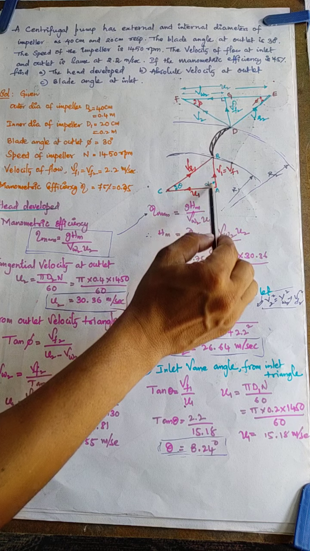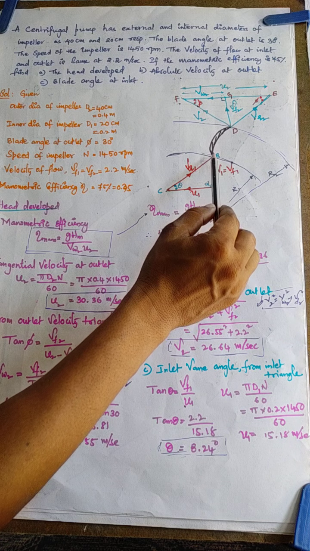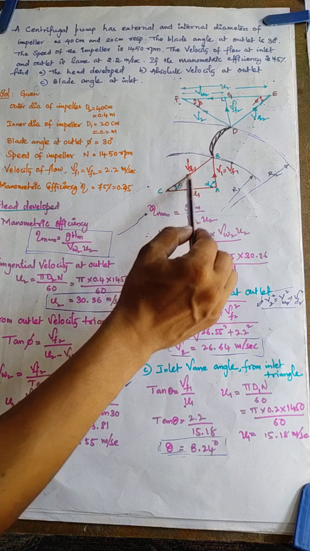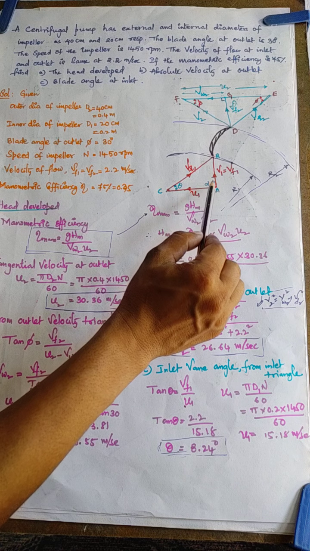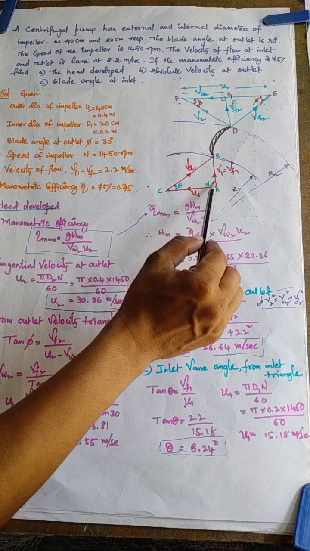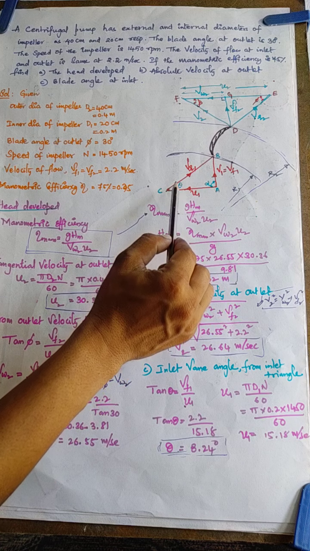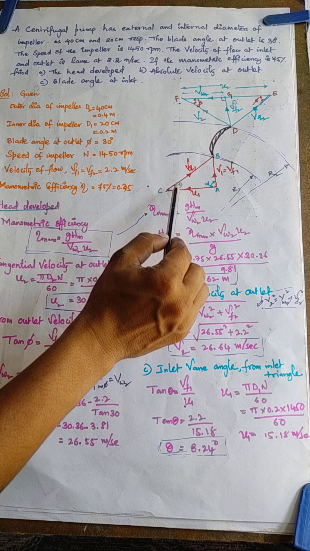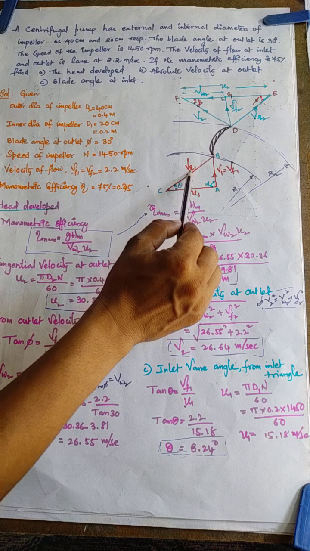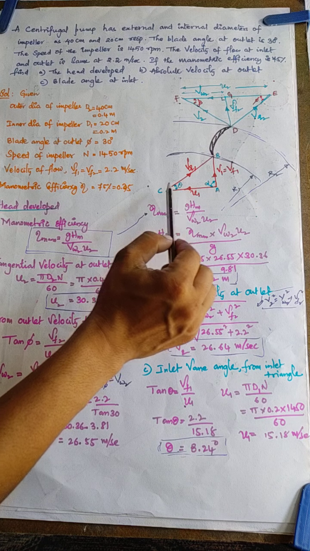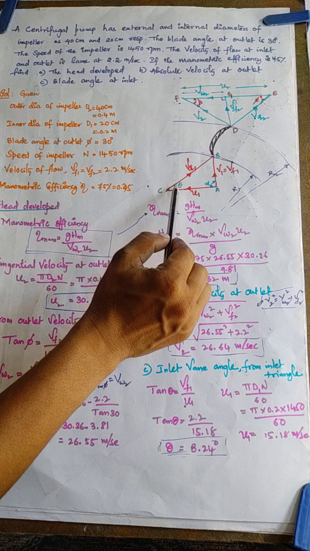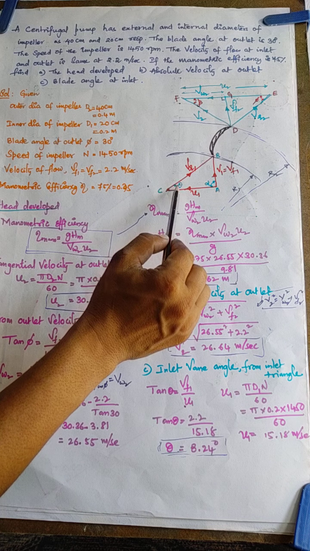So v1 direction, that is absolute velocity of water, and blade velocity and relative velocity. So alpha is the inlet jet angle, and theta is the angle between relative velocity and blade velocity, that is simply a vane angle or blade angle, you can call it as.